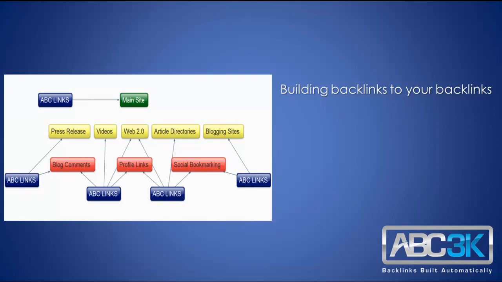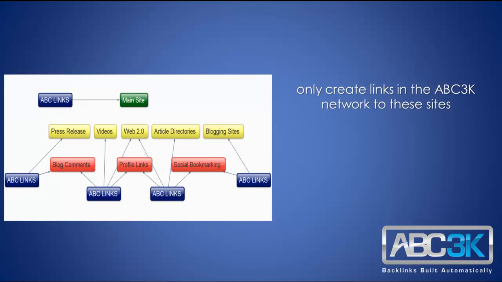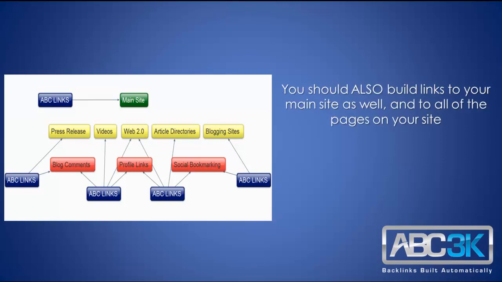If you look at the blue bubbles, those are your ABC links. And at the very top in the middle, the green button is your main site. ABC links should be pointing to your main site and to all of these additional other sites and backlinks. So this does not mean that you should only create links in the ABC3K network to these additional sites. You should also build links to your main site as well and to all of the pages on your site.